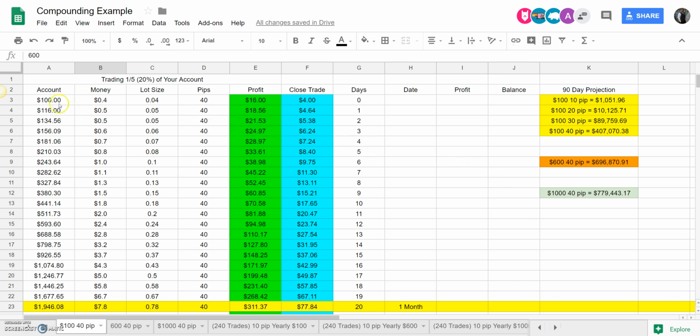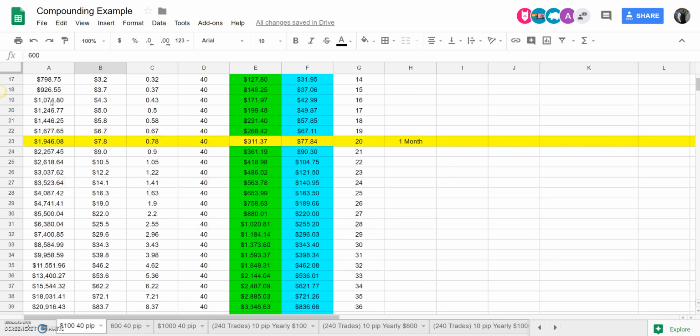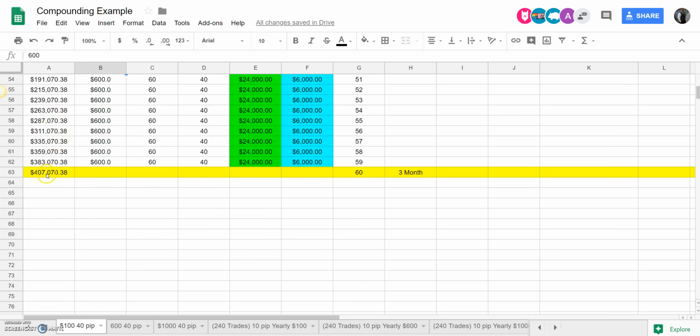First, I'm going to explain the columns. Column A right here is about your account size. All right, we're starting off the account at $100, and as you can see right here, we're over $400,000 in a 90-day period. The reason this says 60 is because it's 60 trading days, and it's only 20 trading days in a month. So after 60 trading days, you're actually at 90 days.